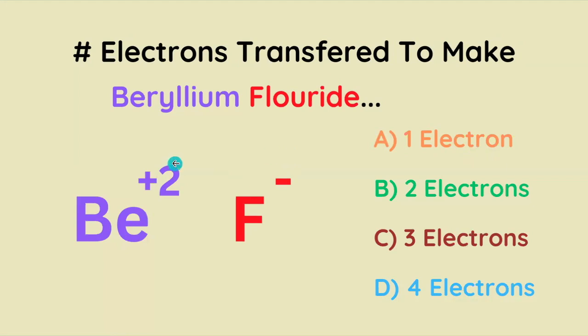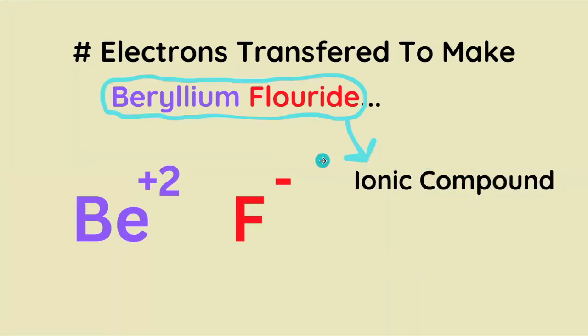How many electrons are transferred in the formation of beryllium fluoride? 1 electron, 2, 3, or 4 electrons? Now there's quite a bit to dissect from this.